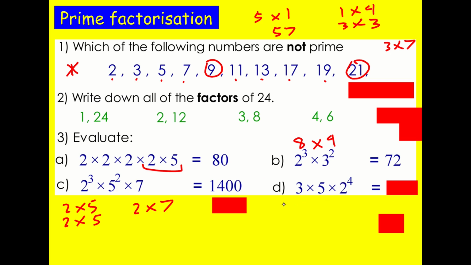Last one, let's use that same trick once again. We've got 5 times 2, which is 10, and then we're going to have 3 times 2 cubed, which is 8. So it's going to be 24 times 10. It's going to be 240. Brilliant.